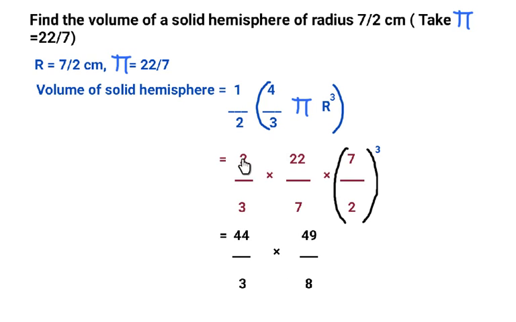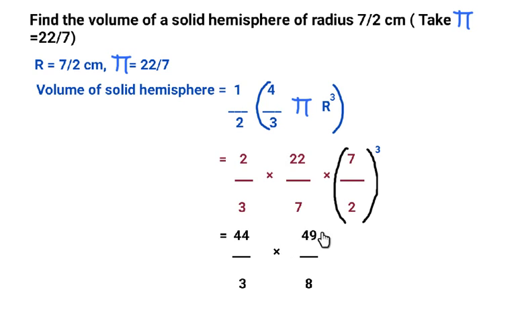We multiplied 2 times 22. When we did that, we got 44. Now 7 times 7 gave us 49. Now 2 cube is still the same thing as 2 times 2 times 2. And 2 times 2 equals 4, 4 times 2 equals 8. So that was how we got 44/3 times 49/8. The next stage is to multiply these improper fractions together.